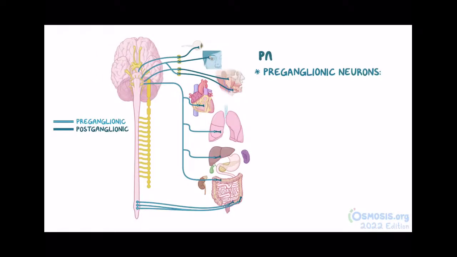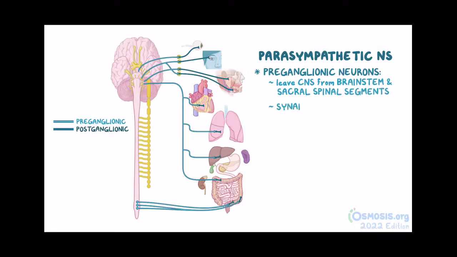The preganglionic neurons of the parasympathetic nervous system, on the other hand, leave the CNS from the brainstem and sacral spinal segments and synapse far away, closer to their target organs, meaning they typically consist of a long preganglionic neuron and a short postganglionic neuron.